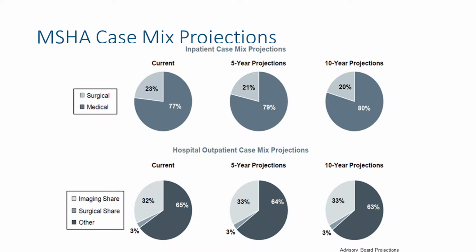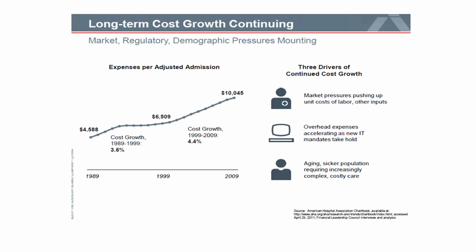And then the outpatient is looking to stay pretty stable with a little bit more imaging, and the surgical share going down a couple percent. So the long-term cost growth continues.